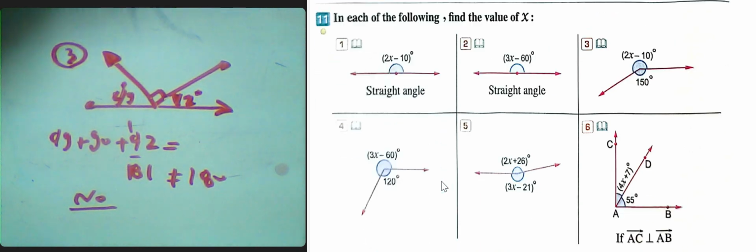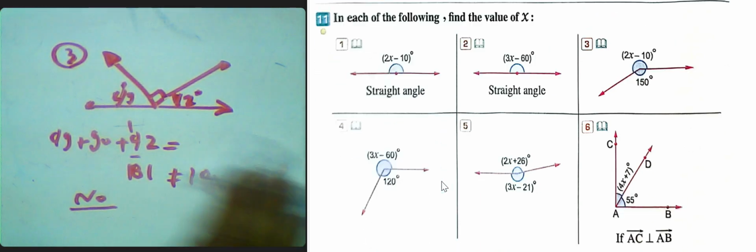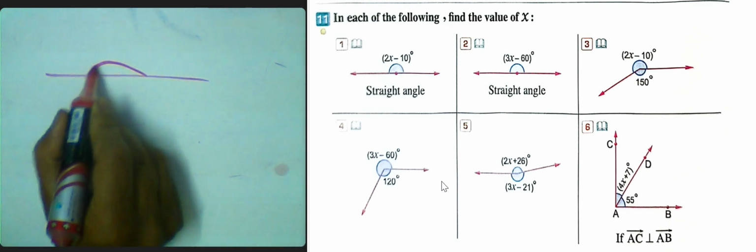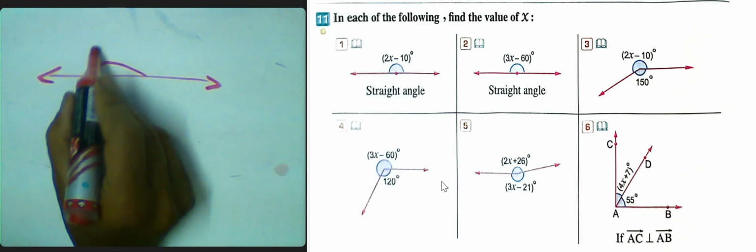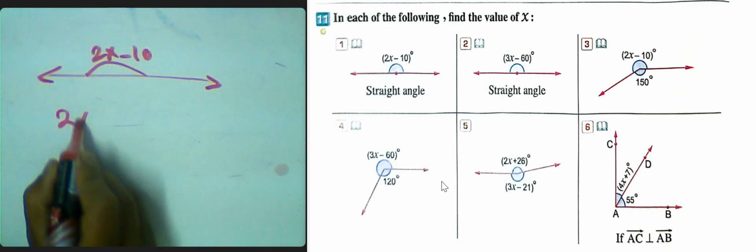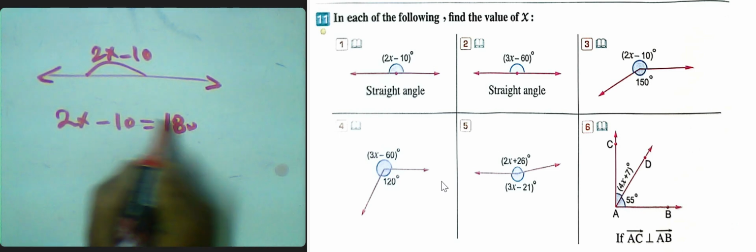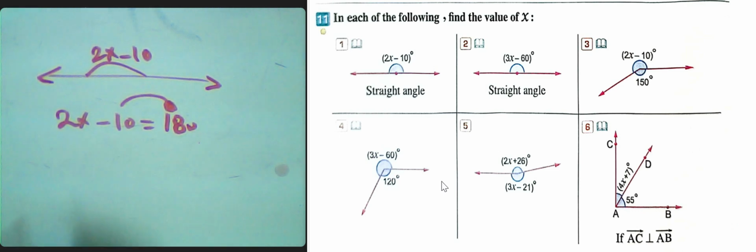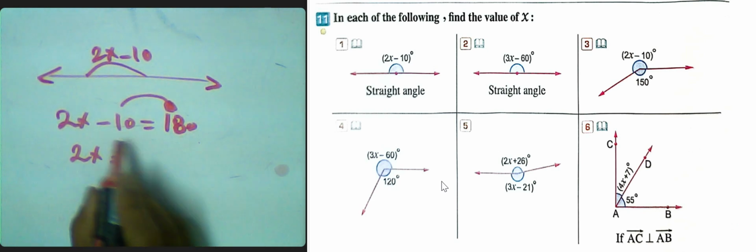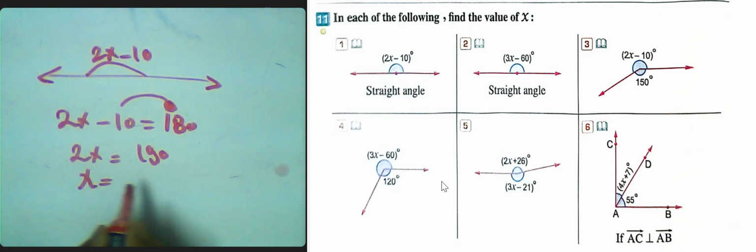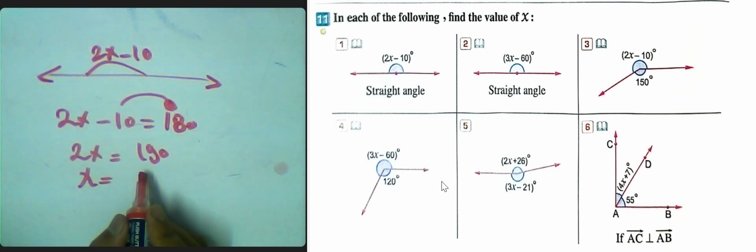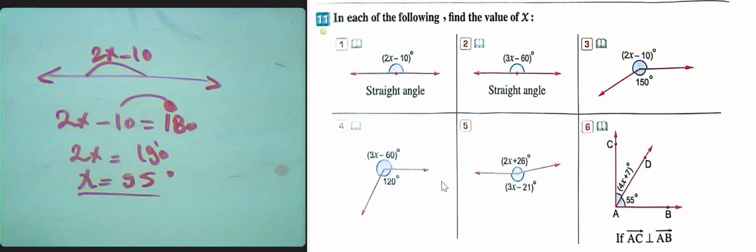Next example, find the value of x. In this example, we have a straight angle, and the measure of a straight angle equals 180 degrees. We have 2x minus 10, then 2x minus 10 equals 180. You can move the negative 10 from the left-hand side to the right-hand side. Then 2x equals 180 plus 10, which is 190. Then 190 divided by 2 equals 95. The result will be 95 degrees, the fixed value.